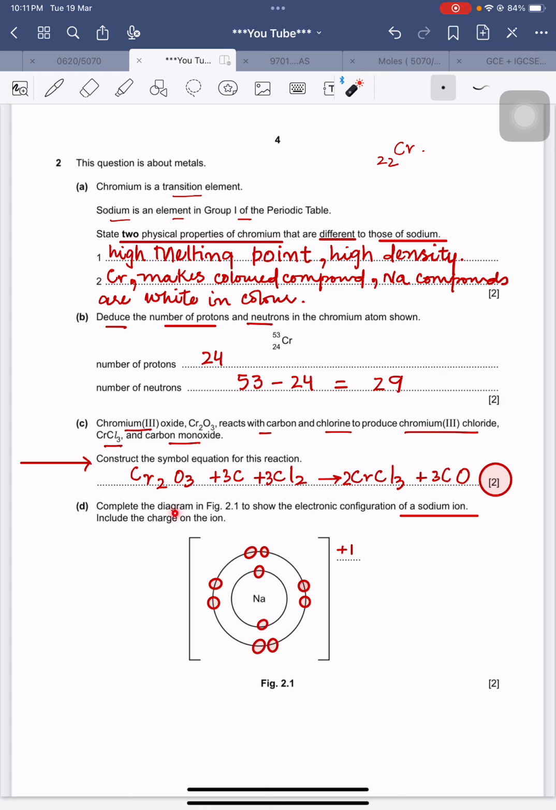Okay, complete the diagram according to the electronic configuration; this is the sodium ion. Sodium has an atomic number of 11, and the electronic configuration is 2,8,1. Now they are saying sodium ion, with 2 electronic shells and a +1 charge. Why is it +1? Because 1 electron is lost. From where is that electron going? Not from the inner shell, it is going from the outer shell. So we have just removed this electron.